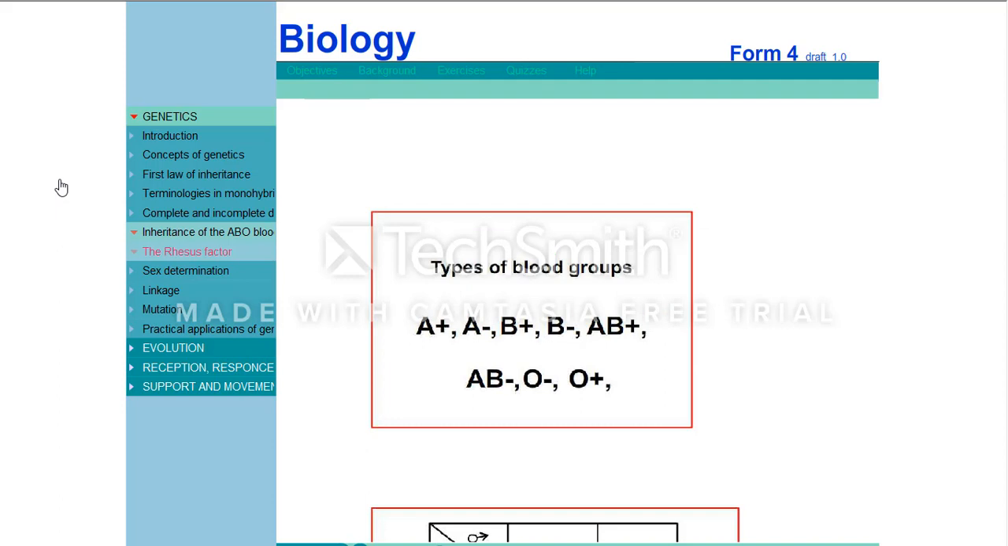The rhesus factor. This is a protein or antigens found on the surface membranes of red blood cells. It occurs in 85% of people. 15% do not have it. Those who have it are described as rhesus positive, indicated by adding the positive symbol, and those without are indicated by adding a negative symbol to the letter for the blood group. The table shows various blood groups with or without rhesus factor.